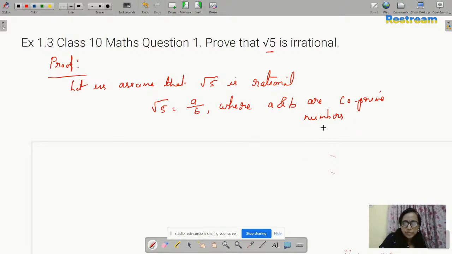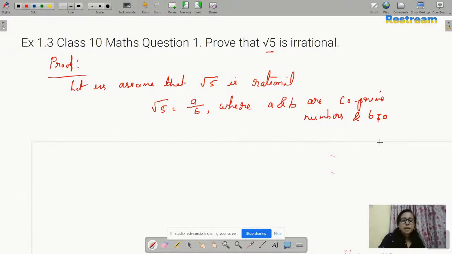Actually, this is a 3-mark question. It always repeats as a 3-mark question. They will not give it for 2 marks or 4 marks. Wherever there are step marks here, if some children have not written co-prime, they will deduct half a mark. So a and b are co-prime numbers and b not equal to 0. Rational, isn't it?